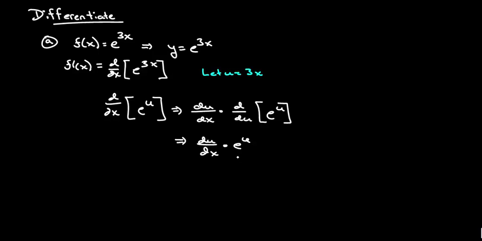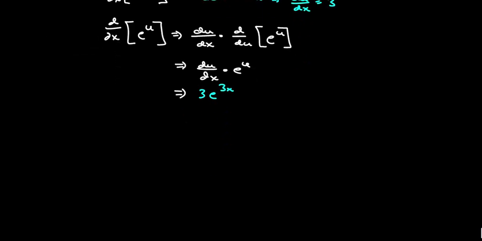And we know that d du of e to the u is equal to itself, e to the u. Okay, so now we'll go ahead and find du dx. Well, if u is equal to 3x, then du dx is equal to 3. And so this is 3, and then we have e to the u, and u was 3x. So the derivative of e to the 3x is 3 e to the 3x.